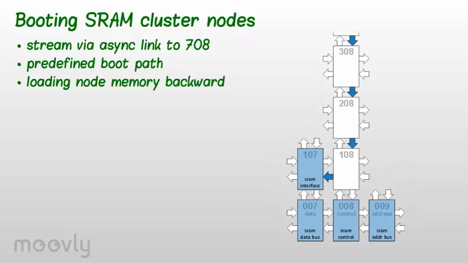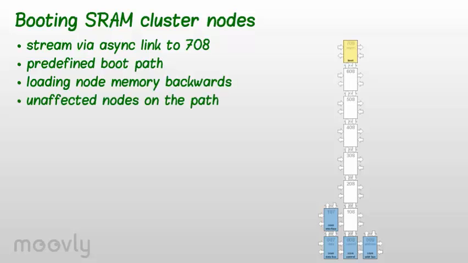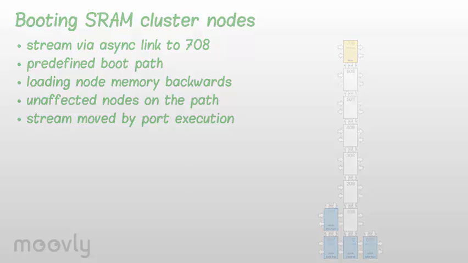When the last word of the frame has been delivered, the nodes on the path cease any activity and the boot node 708 jumps to the completion address, which may instruct the boot node to expect another frame. Notice that memory of the nodes used for delivering the frame remains unaffected. That is because streams move along the path with help of code executing only at ports.